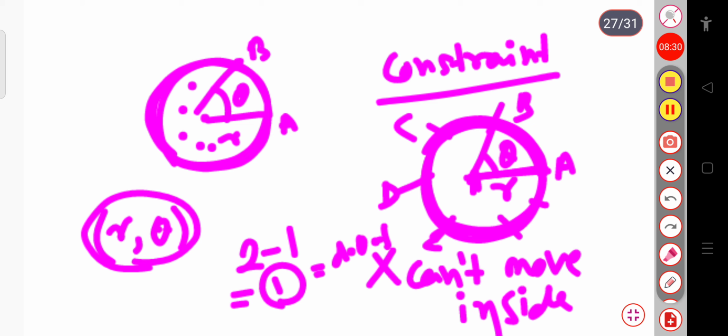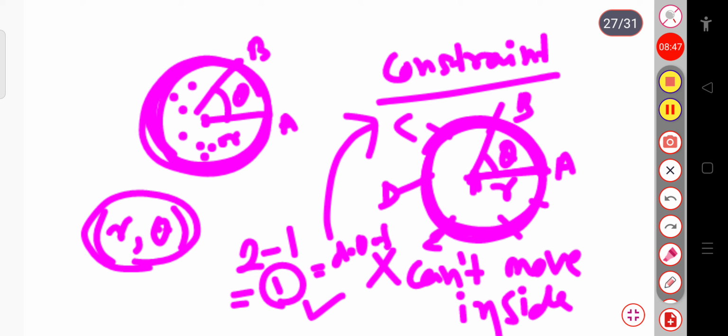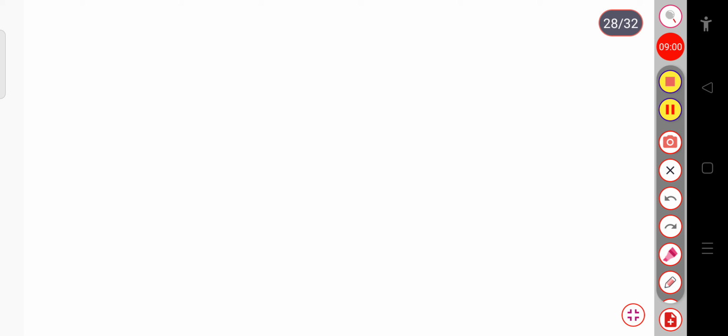When the constraint is given, the particle can move only on the circumference of the circle, so in that condition the degrees of freedom of the particle is 1. But when there is no constraint, that is, the particle can move inside the circle as well as on the circumference, in that condition the degrees of freedom is 2. When we give a constraint to the particle, the degrees of freedom reduces. Is that clear? Now let us see some more examples.